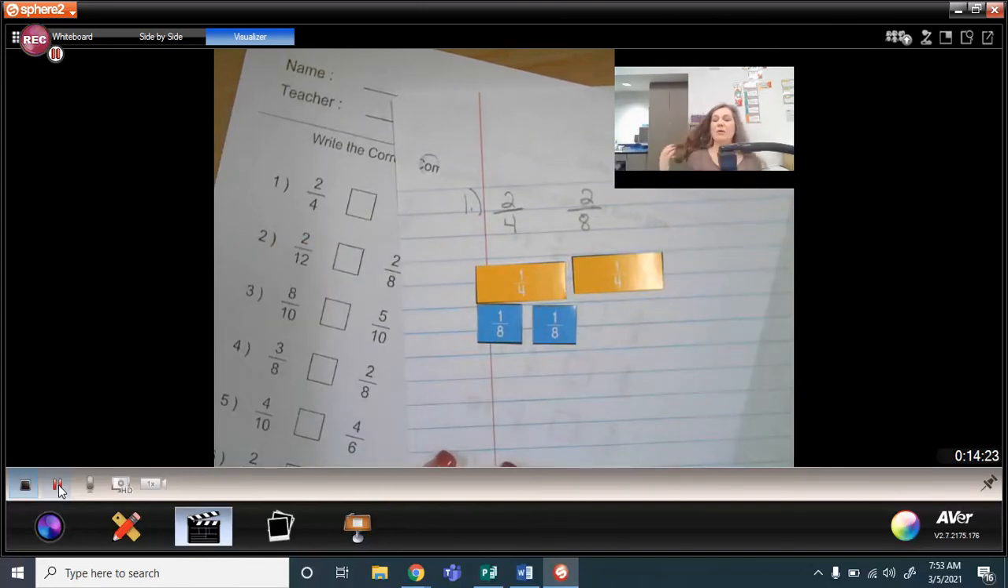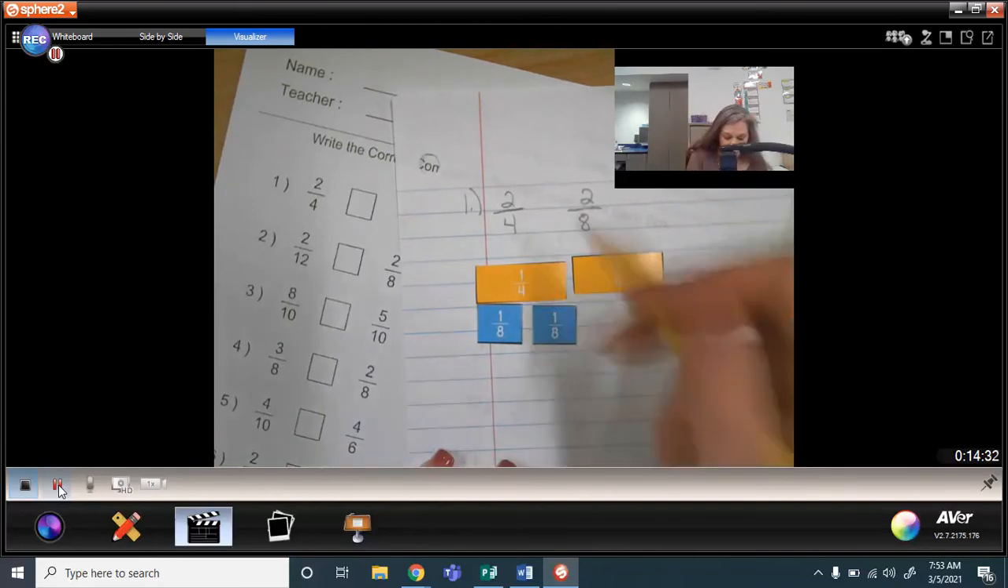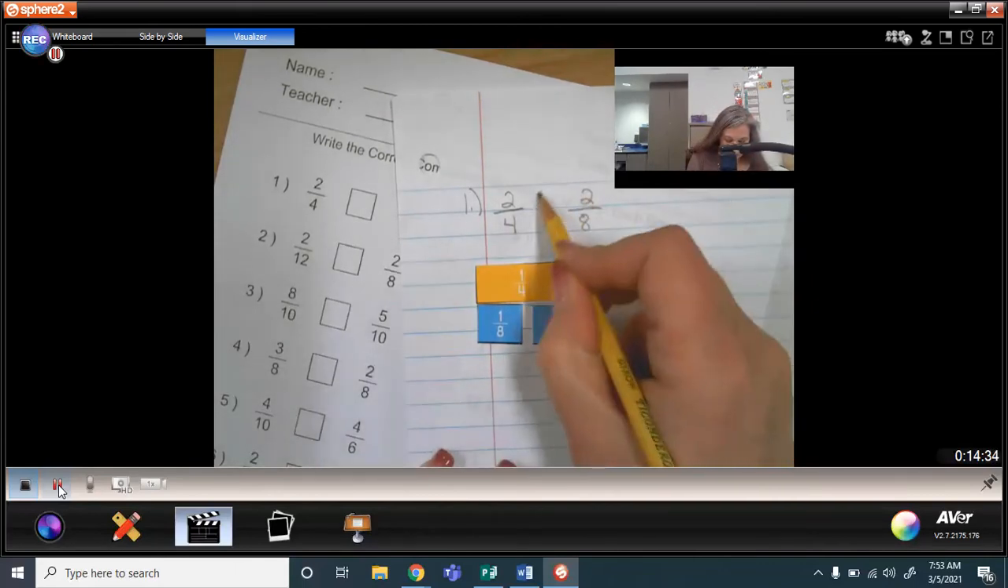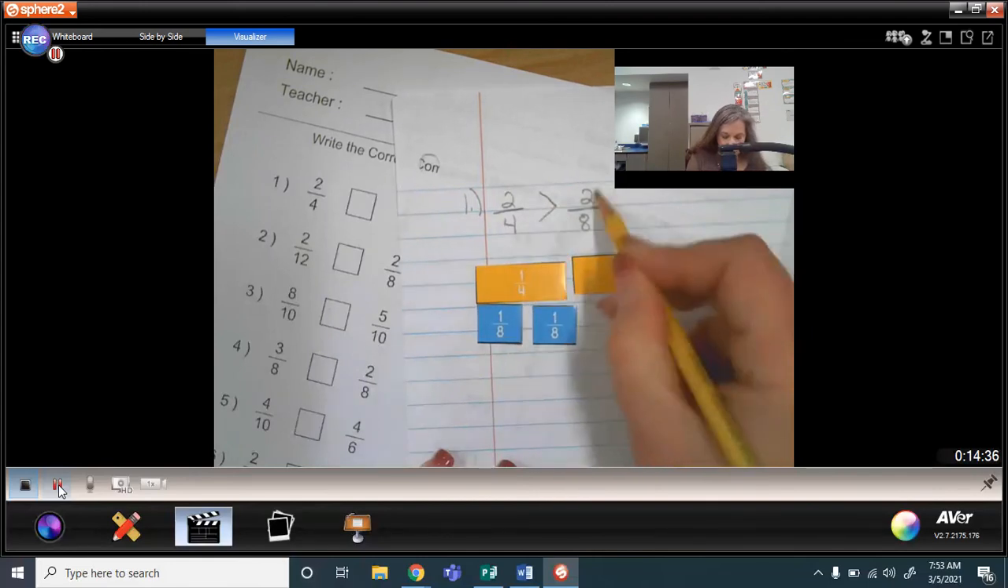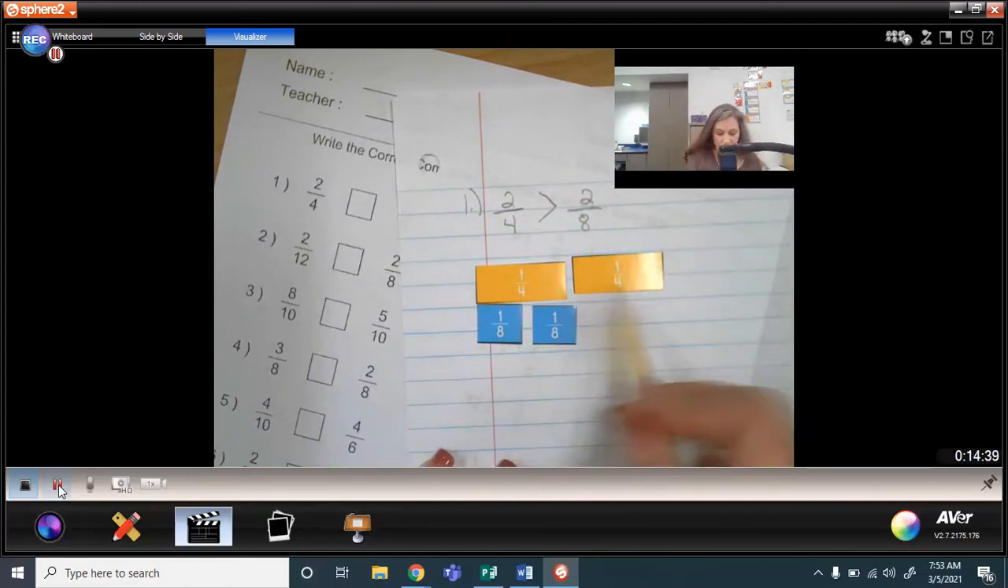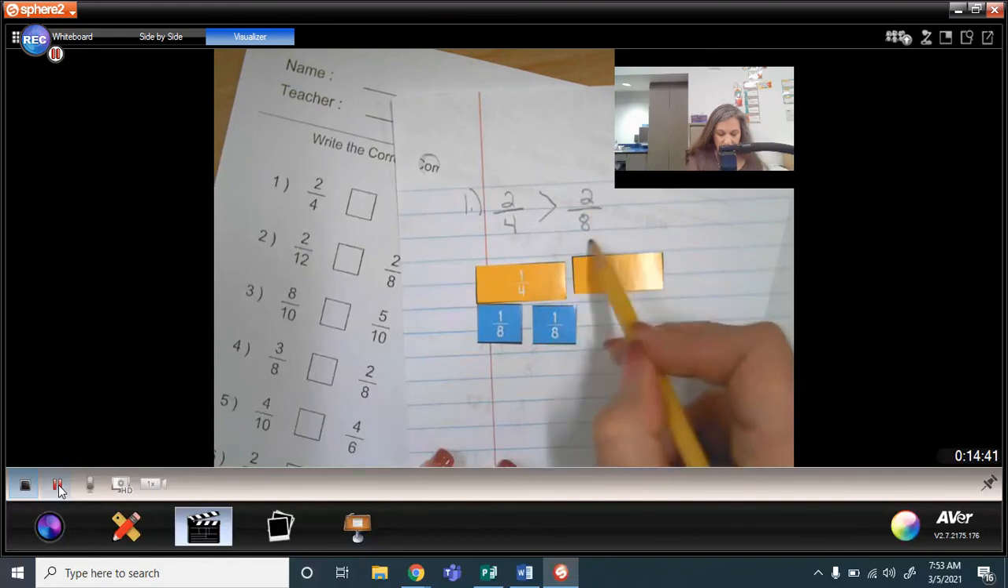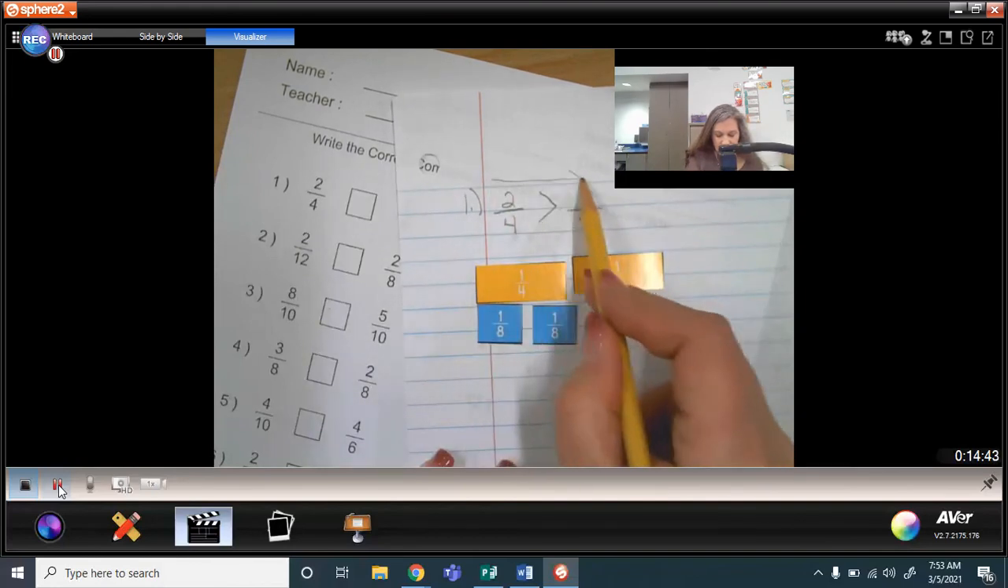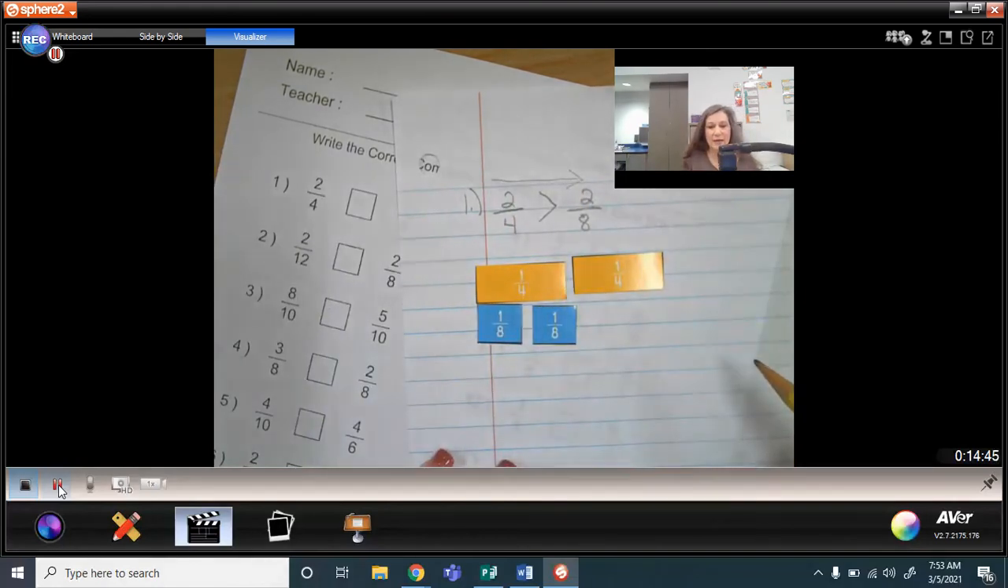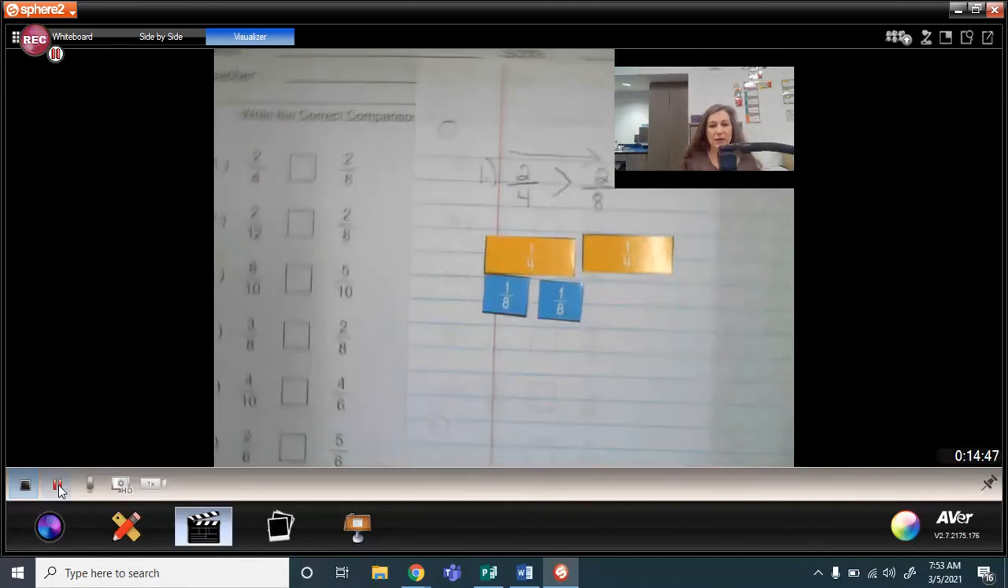And they're smaller because more pieces of a whole are going to be smaller than fewer pieces of a whole. It's kind of like that milk question the other day. If you break the carton of milk up into fewer pieces, you get more milk, right? So 2/4 is greater than 2/8. And remember, you're reading it like a book, from left to right, okay? So keep that in mind.